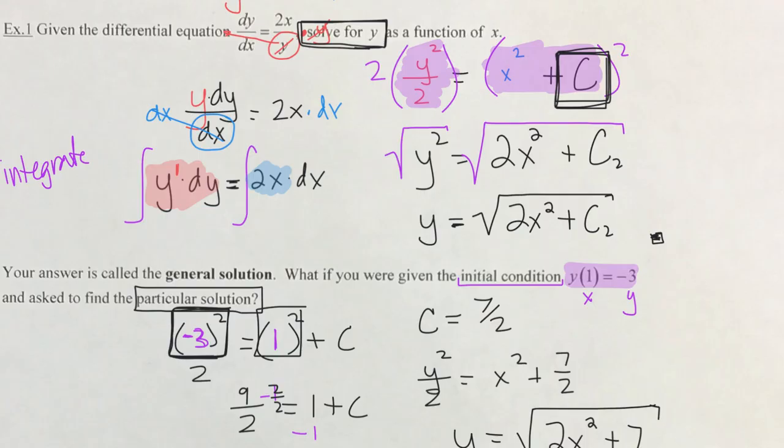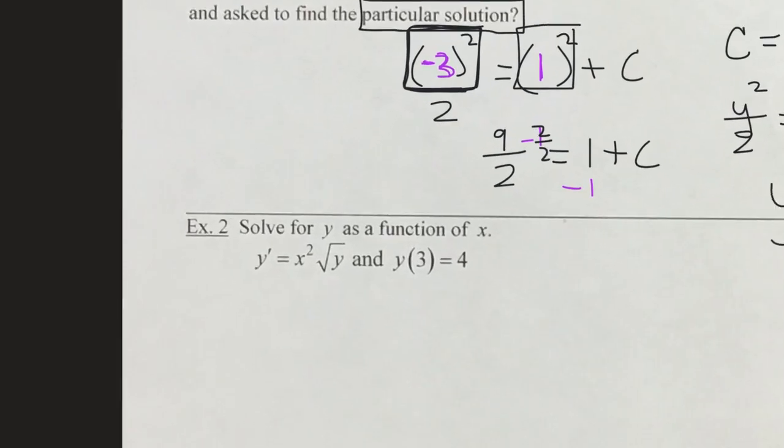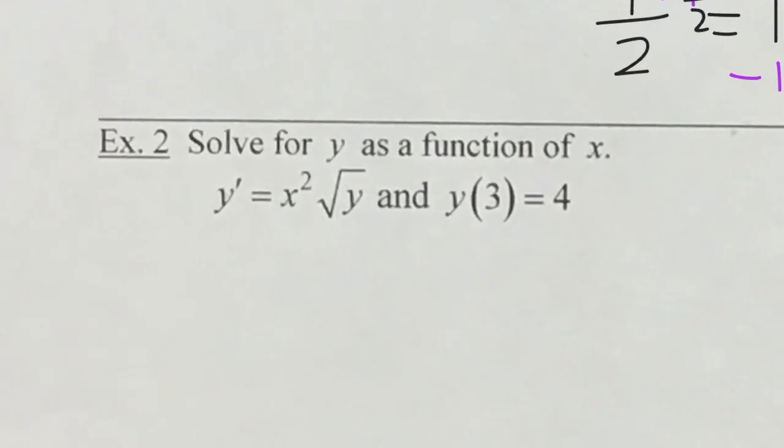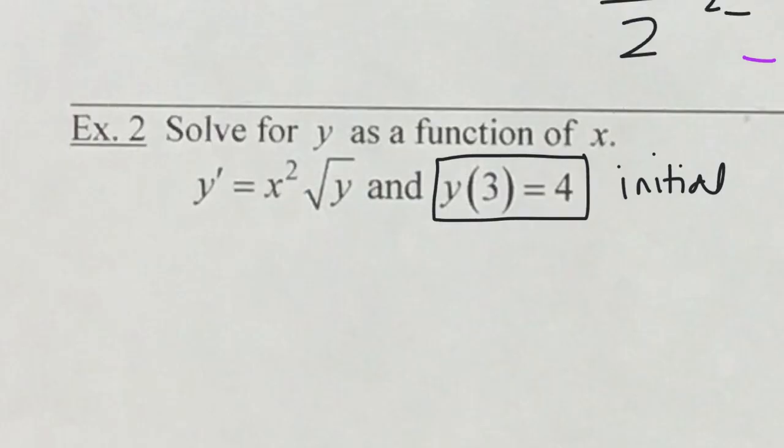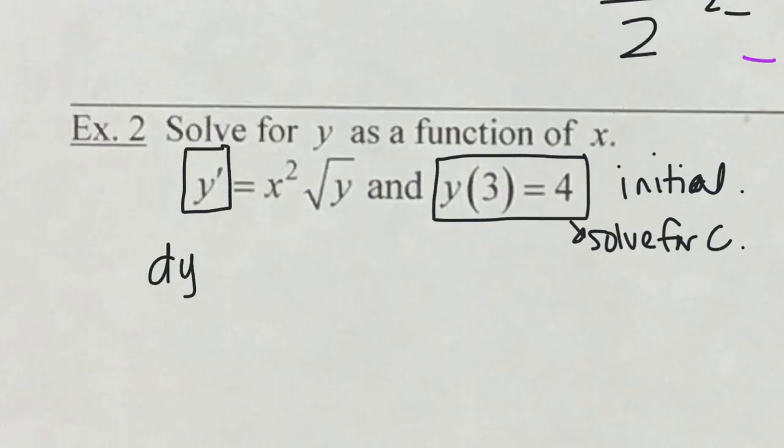Okay, let's look at our second example. y prime equals x squared times the square root of y, and this is your initial condition. That's going to help us find our particular solution once we take the antiderivative, and help us solve for c. So let's first rewrite y prime. We can rewrite y prime as dy over dx.